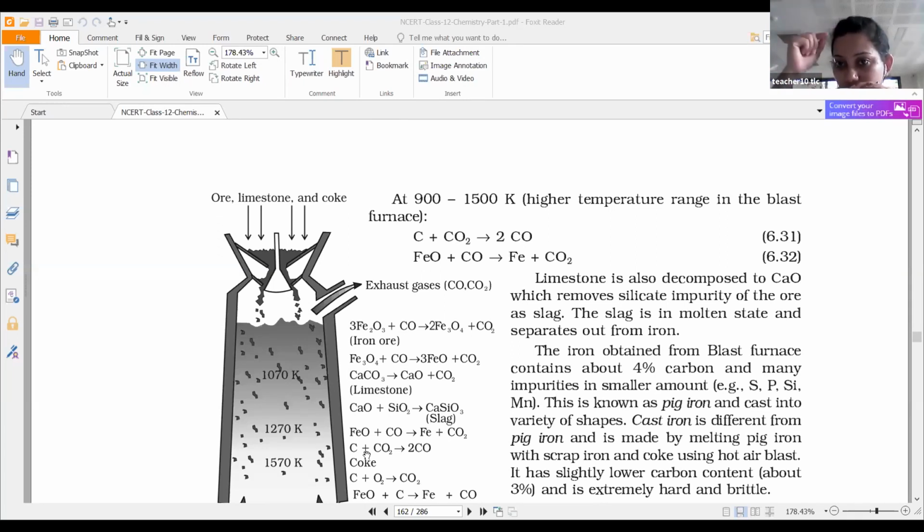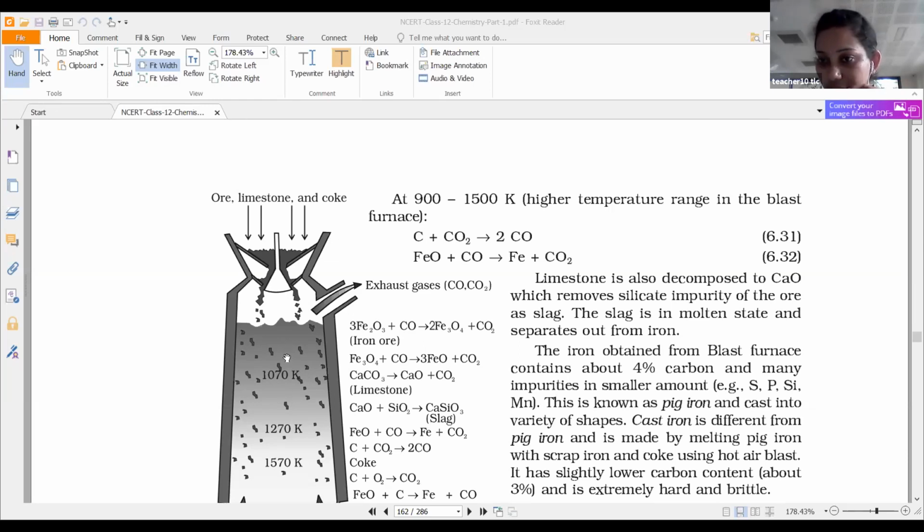So that carbon reacts with oxygen. Initially, you are able to prepare carbon monoxide. Is this clear? That carbon monoxide acts as a reducing agent in the lower temperature area.